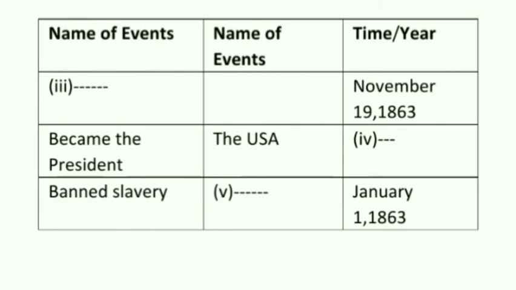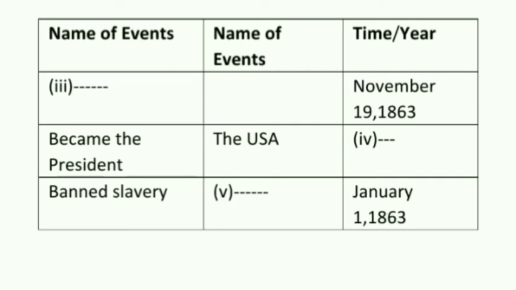Third gap. Here only the date is mentioned: November 19, 1863. What happened on November 19, 1863? Who can say? Yes, he delivered the Gettysburg Address. Fourth gap, became the president, the USA. Here you have to mention the time when he became the president of the USA. Who can say? Yes, you were right. 1861.